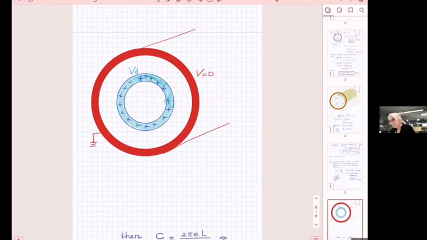What do you think? I think there's going to be a small variation and a little field inside the conductor. Yes, there is going to be a small variation. Why is that?